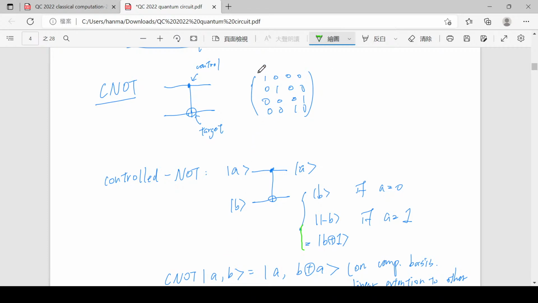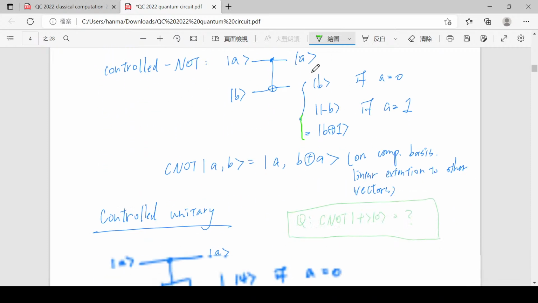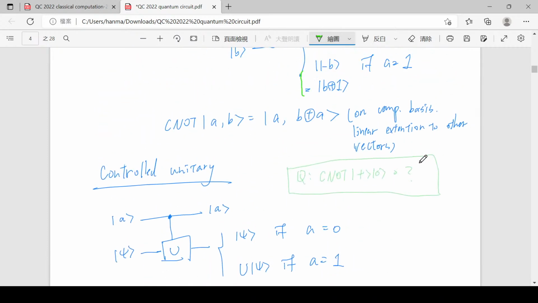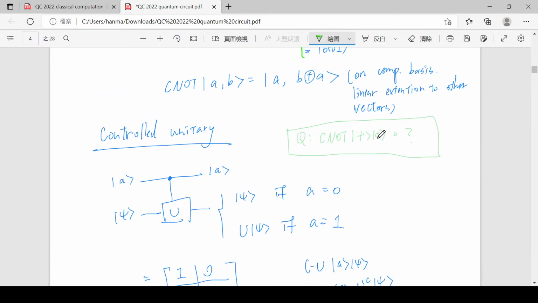So for every pair AB you can see the output, and those columns will correspond to this. So that's how you get this C naught matrix. And now a quick test. What's the C naught of plus and 0? Now, anyone want to answer?